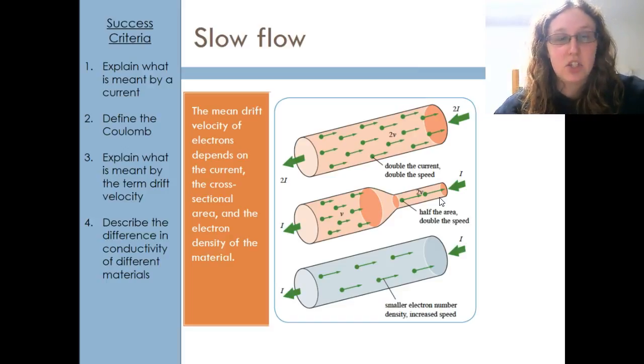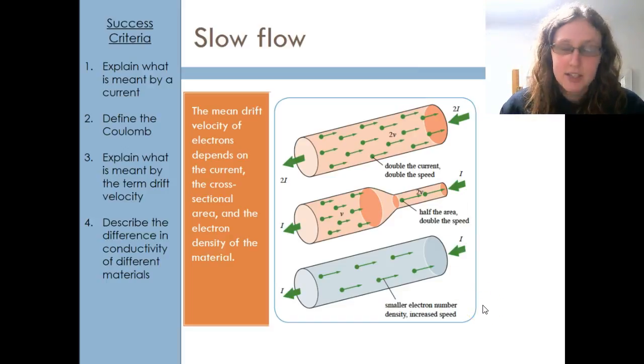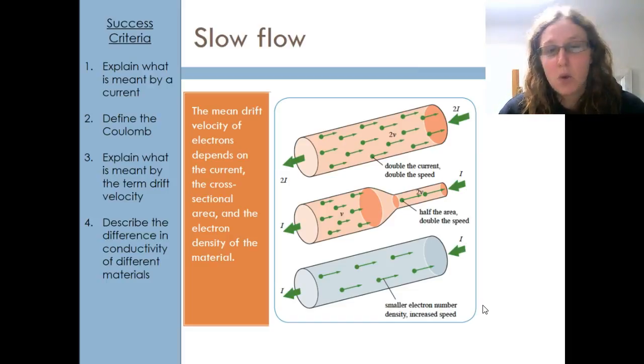And the last thing I could change: same current, same size wire, but a different n density, so a different number of electrons per meter cubed. I'm going to halve the electron number density. What's that going to do to my velocity?